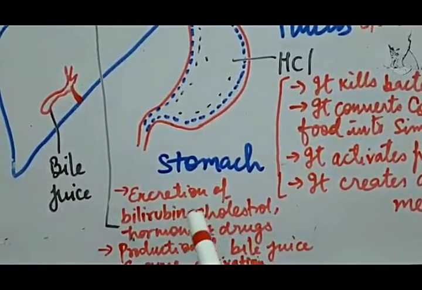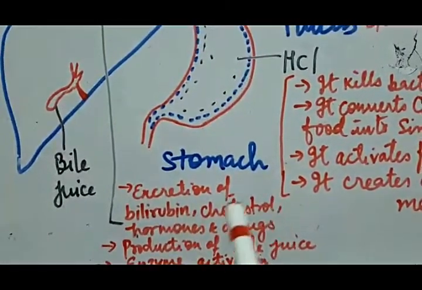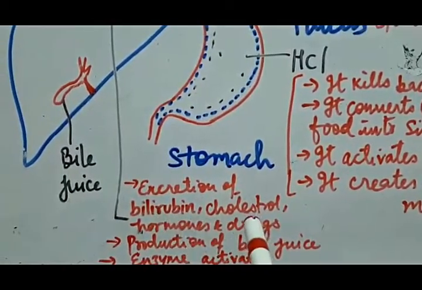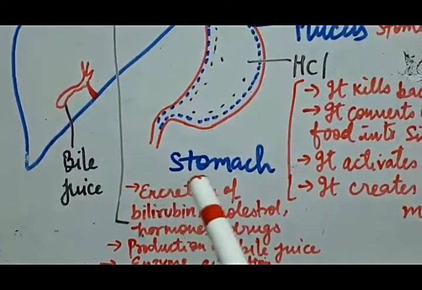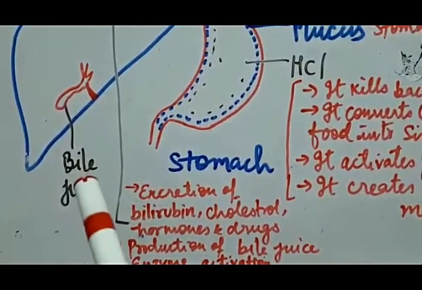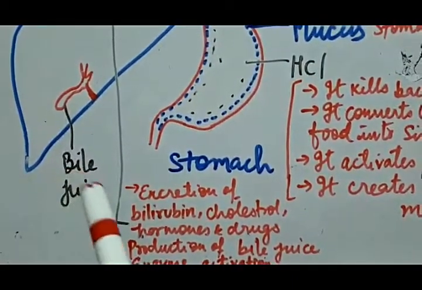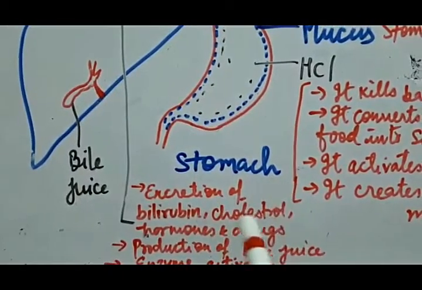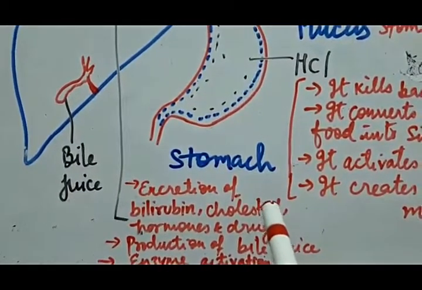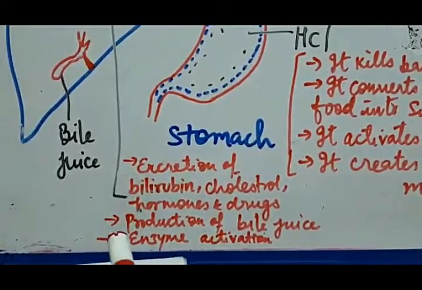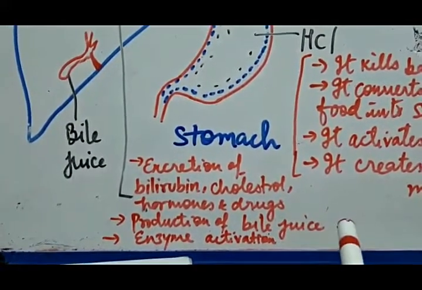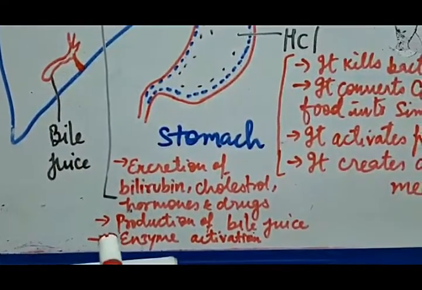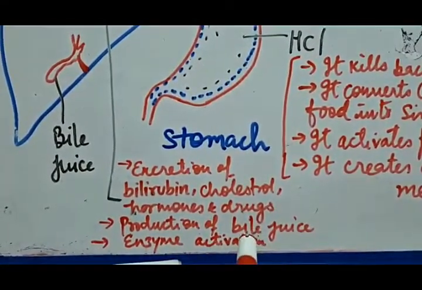Excretion of bilirubin, cholesterol, hormones, and drugs. So these are removed by the liver. If the bile juice is not secreted in the liver, then these toxins cannot be removed from the body. And next is the production of bile juice, which I have just explained, and enzyme activation also.